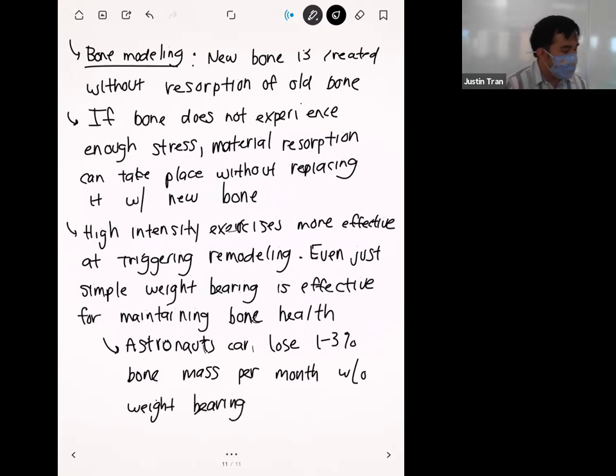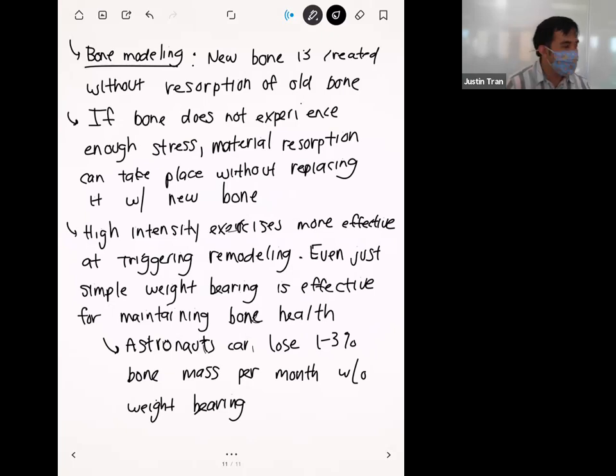Okay. Because if you remember, we talked earlier that women can lose 0.5 to 1% bone mass per year, and that's a significant problem. And so you can imagine losing 1 to 3% bone mass per month. That's going to be a much, much bigger problem.